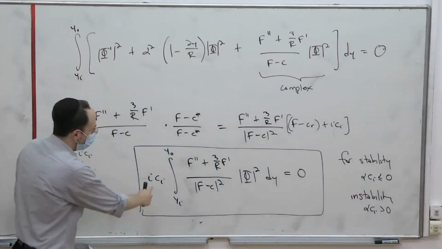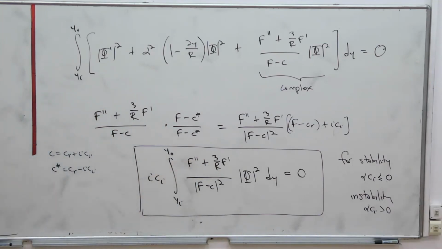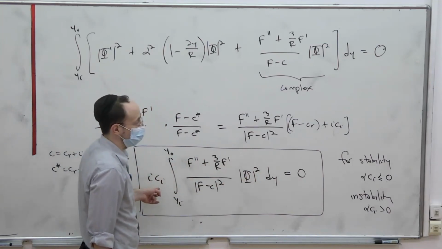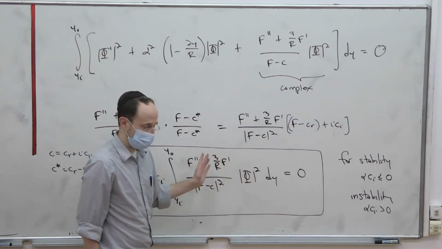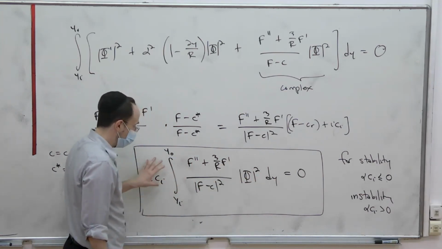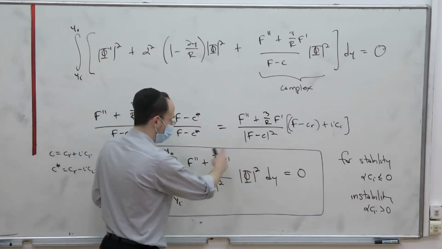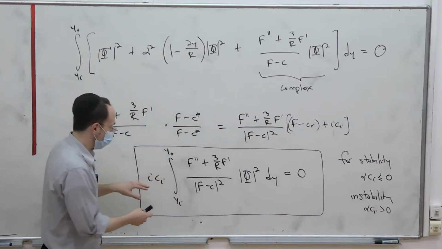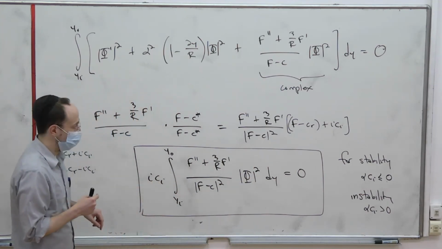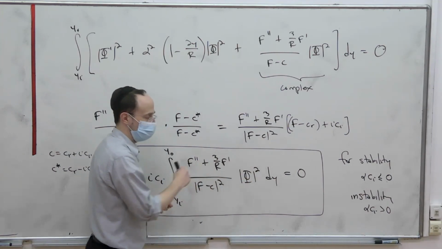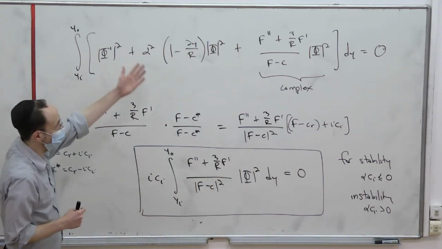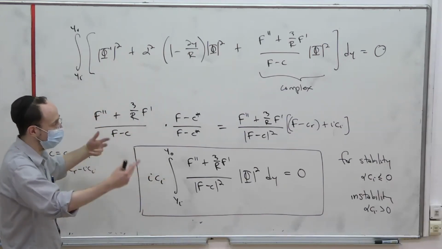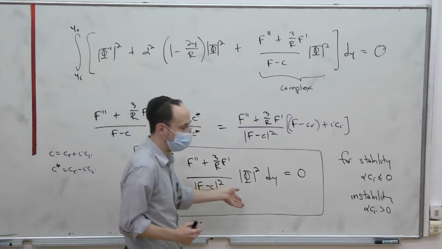Well, how many ways can I satisfy this equation? Well, c_i could be equal to 0. Okay? c_i is equal to 0, so then we have a stable system. Or c_i can be non-zero, and then this integral has to be 0. So if it's an unstable system, c_i is not 0. Well, if c_i is not 0, this integral has to be equal to 0. All we did was take the momentum equation and integrate. This is just essentially a momentum integral equation.